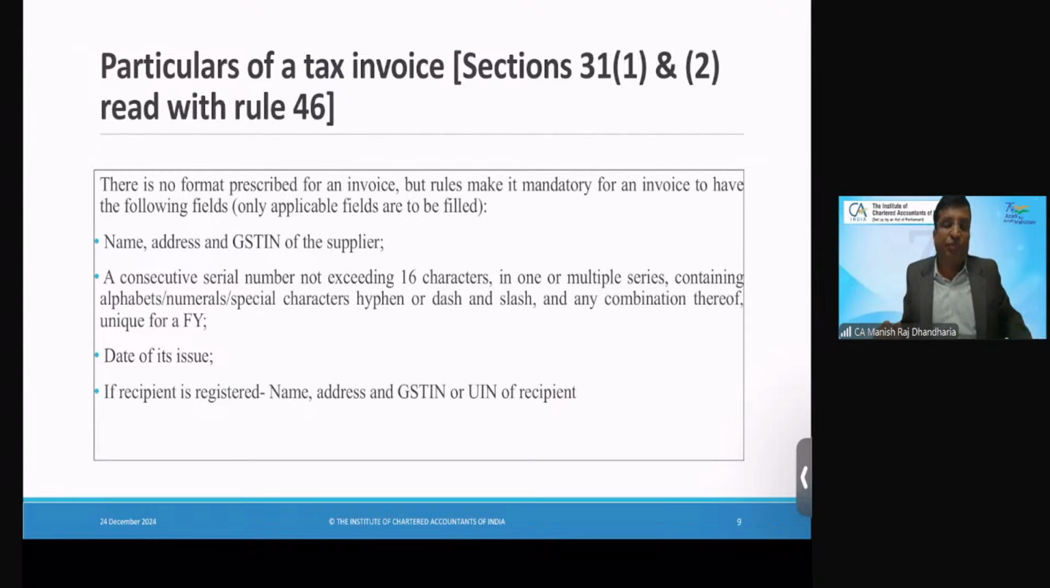Second, for 4 different locations I was making 4 different series. So in this way, there should be a proper justification. Then you can make different series for different products or different locations. Okay. And this should be unique for one financial year. एक financial year के लिए एक ही चलेगा.